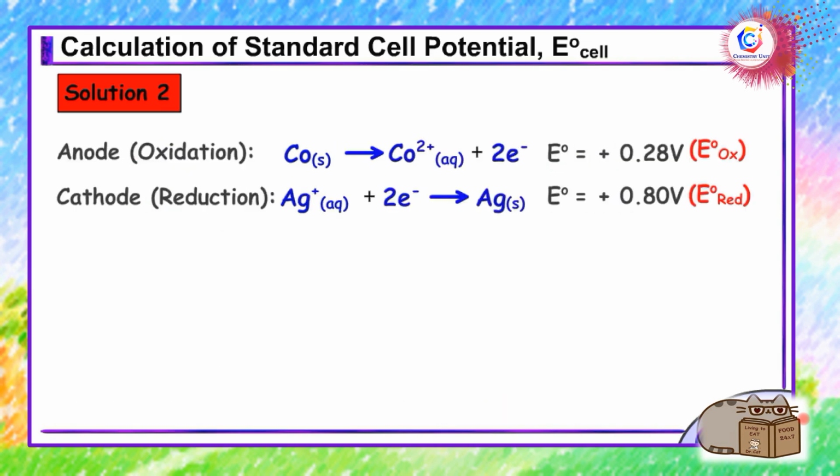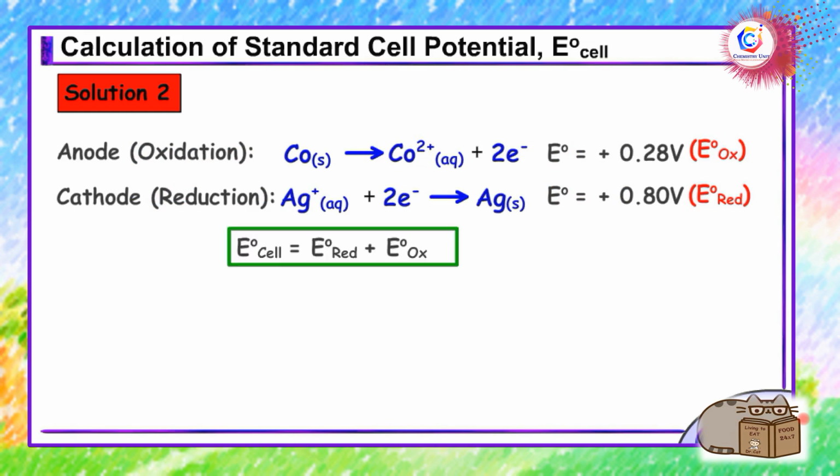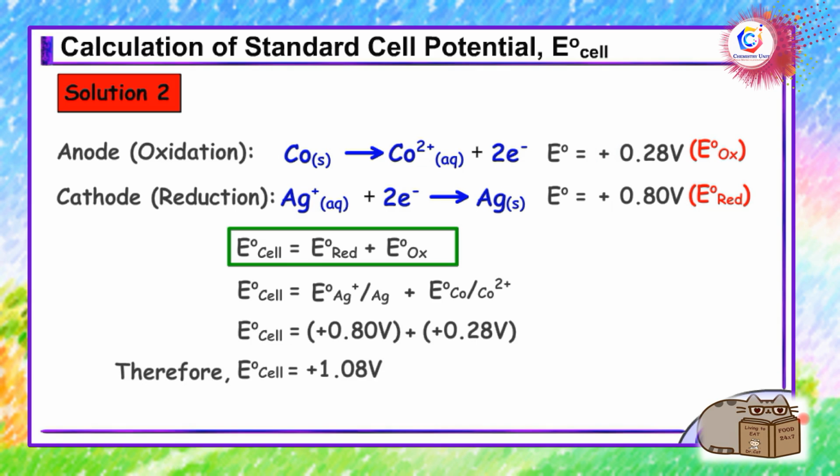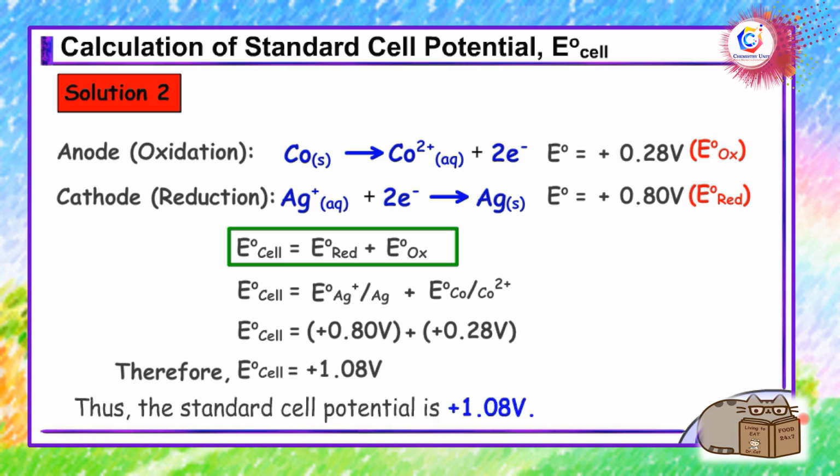The second method that you can use to calculate the standard cell potential is by using the formula E0 cell equals E0 reduction plus E0 oxidation. Since the half cell equation at the anode is reversed, the sign of E0 reduction of cobalt also changed from negative to positive. Therefore, the standard cell potential is positive 1.08 volts.